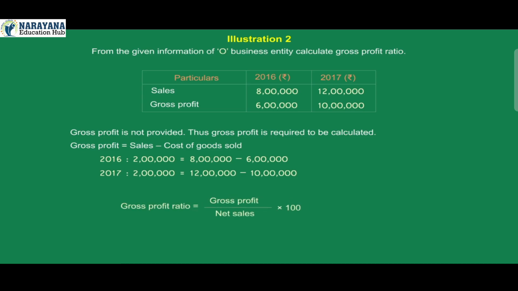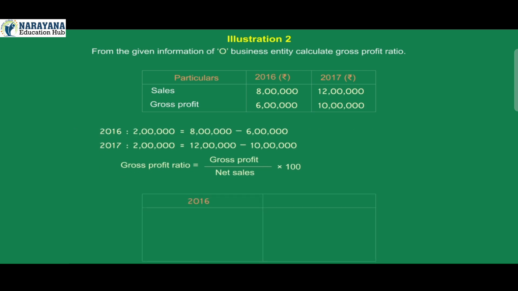Gross profit ratio is equal to gross profit divided by total net sales into 100. 2016 is equal to 2 lakh divided by 8 lakh into 100, is equal to 25%. 2017 is equal to 2 lakh divided by 12 lakh into 100, is equal to 16 and 2 by 3%, that is 16.66%.